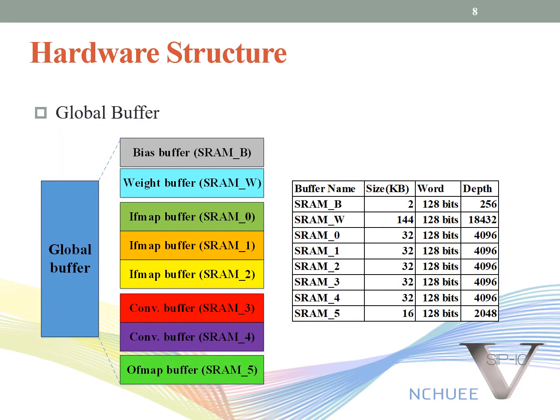Here's the construction of our global buffer design. It is constructed by 9 SRAMs, which are the bias buffer, the weight buffer, 3 input feature map buffers, which are for 3 rows of input, 2 convolution buffers, which are for the result of convolution operation, and the output feature map buffer, which is for the result of max pooling operation.